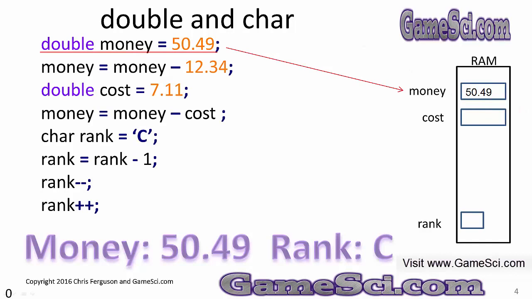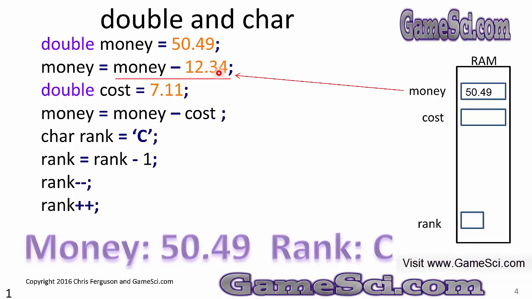Now the next line of code is going to change the money variable. Now notice you only declare the variable once. Once you've declared the variable money, you don't keep putting double in front of money. You declare the variable once, fulfill your requirement to declare the variable before you start using it, and then you just use it as the program progresses. I'm going to subtract a certain amount, $12.34, from my current money.